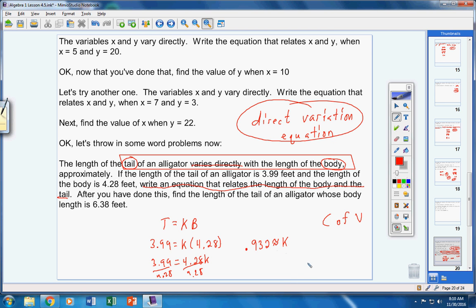So guys, you found your constant of variation. If you found it, then go ahead and write your equation. So T equals, here's your K, we're going to put 0.932. Now I know you guys are used to putting Y and X like this, but in a word problem, use variables that match what you're dealing with, okay? So I did it. Step 1 is done. Write your equation. I did it. So there's your answer. Got it?